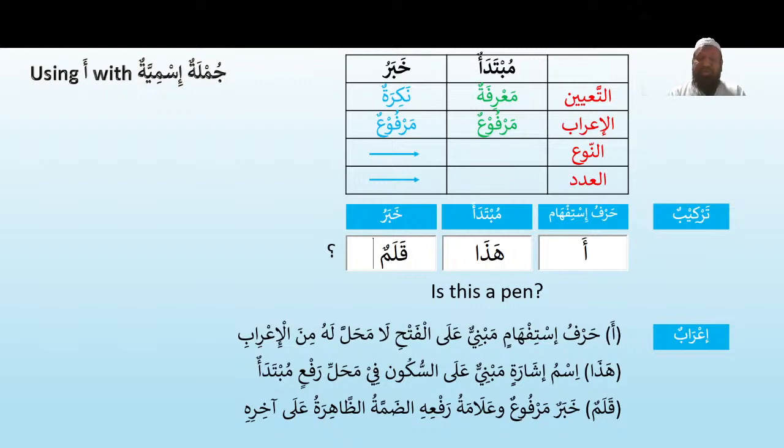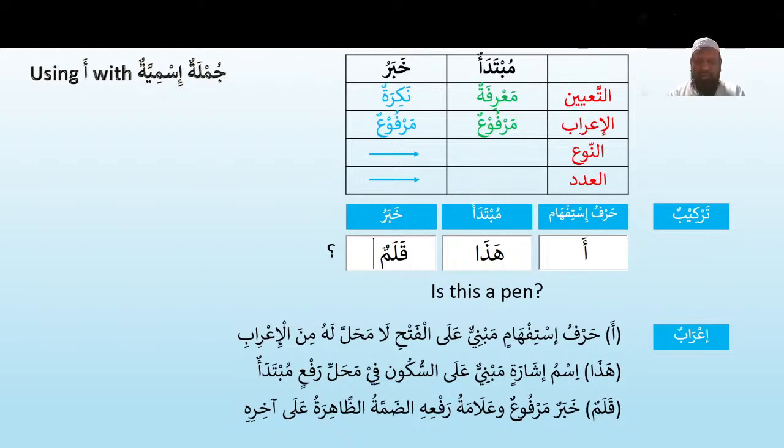هذا اسم إشارة مبني. We've learned اسم الإشارة are all مبني except the المثنى. So اسم إشارة مبني, مبني on what? على السكون. مبني على السكون. You see the alif at the end, it has a hidden sukun.